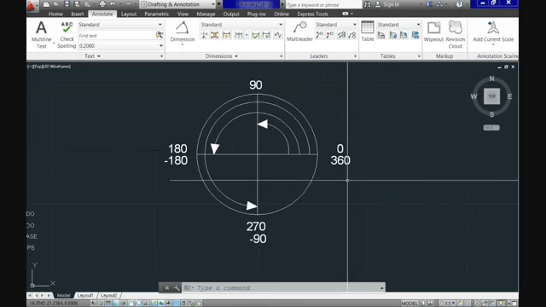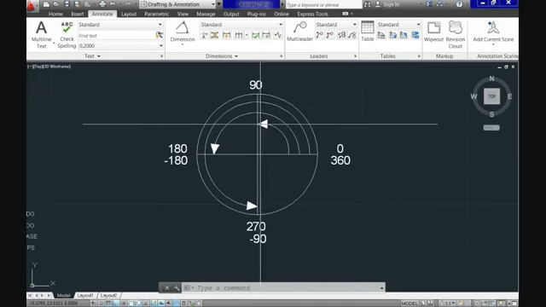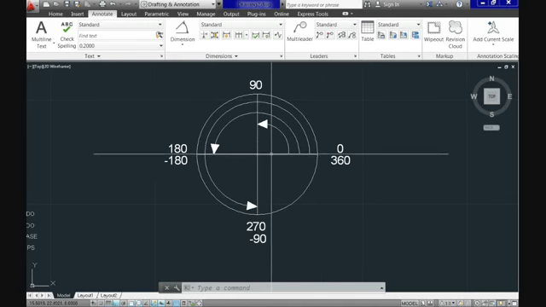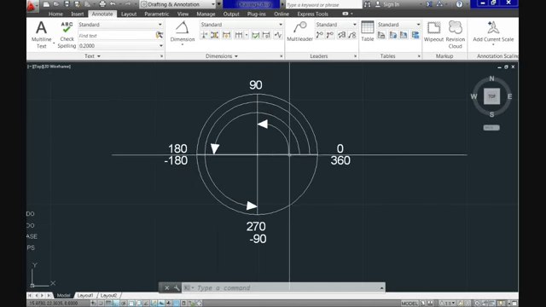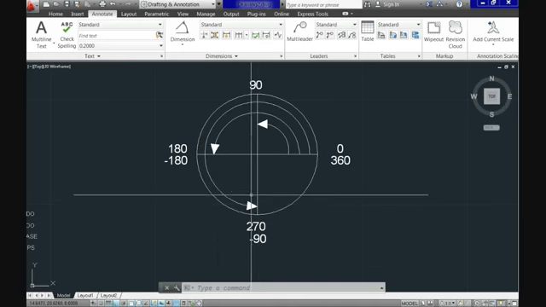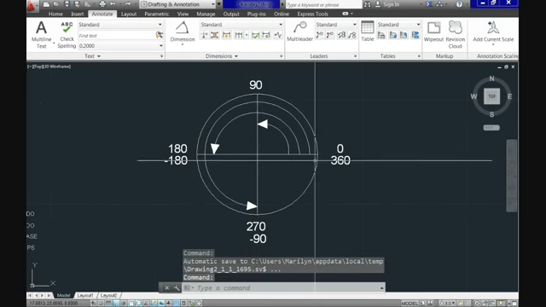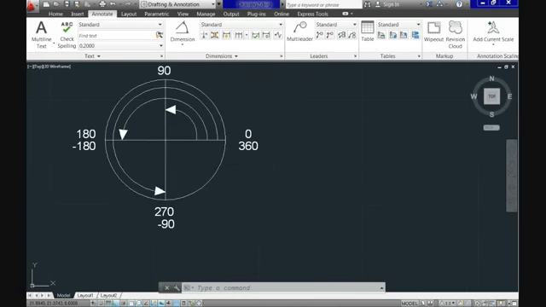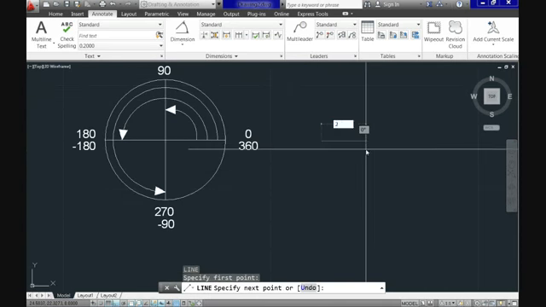AutoCAD interprets the angles from the 0 point toward the left, so counterclockwise. You have here a diagram of how the degrees are calculated. It doesn't mean that you can't do it the other way. You can go to the variables in AutoCAD and specify that it should turn the other way, but by default it is counterclockwise. Now let's see, I already drew a line of 2 at 45, and you see it there.